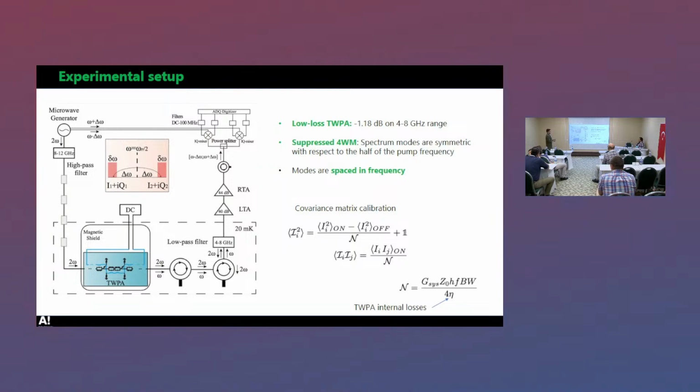And then we also construct the covariance matrix. Here is a slightly different construction, because this is a distributed device, so it's pretty long, and we need to take into account also internal losses that we calibrated in advance. Knowing these internal losses, we can calibrate the covariance matrix.